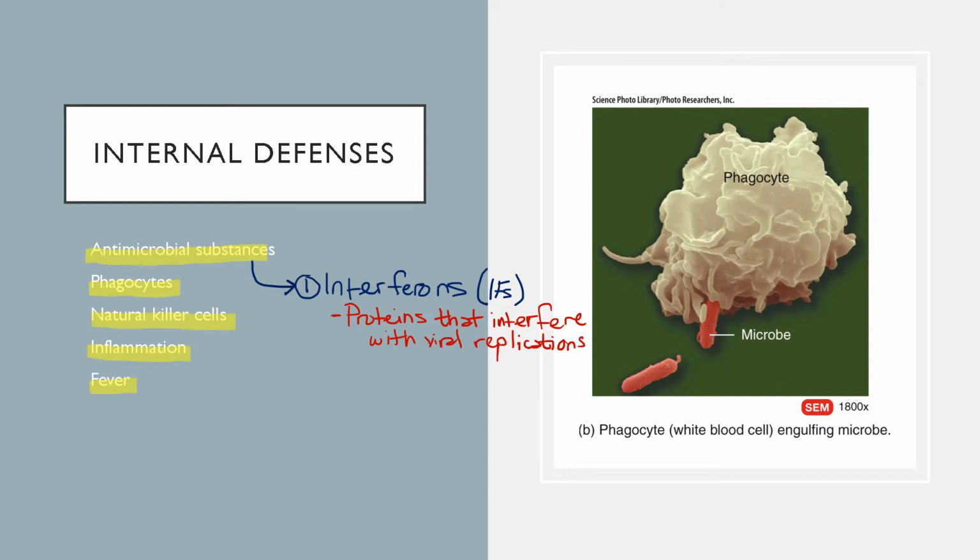Our second main type of antimicrobial substance is complement. So we have this group of normally inactive proteins in blood plasma that make up the complement system. These are proteins that enhance certain immune reactions.